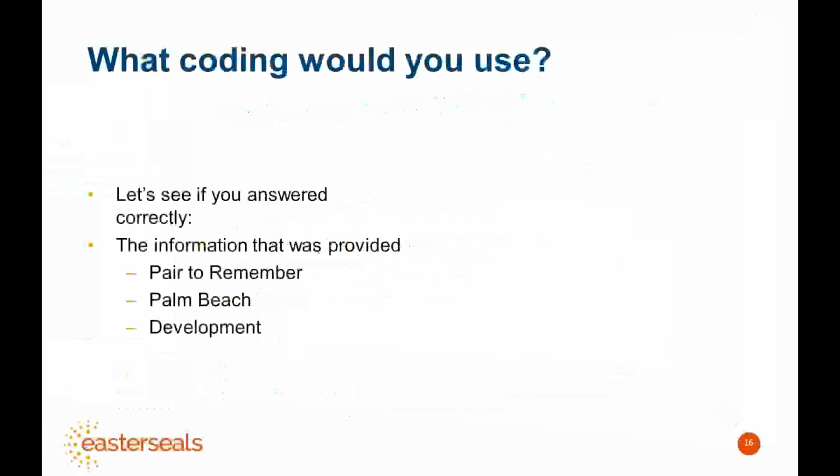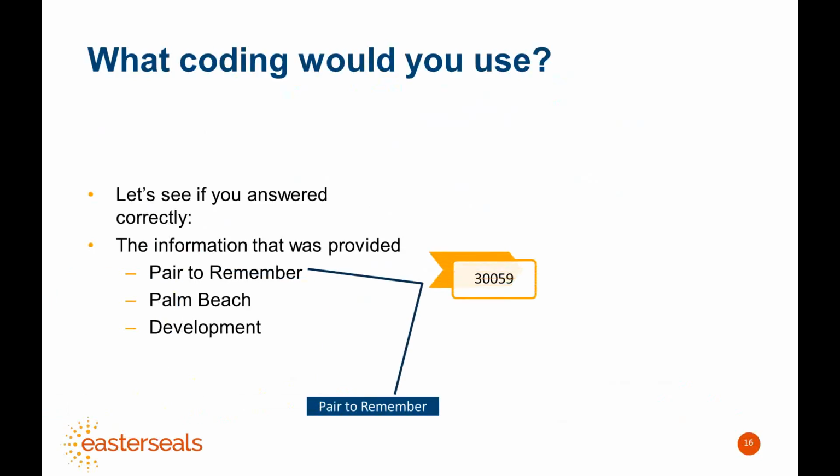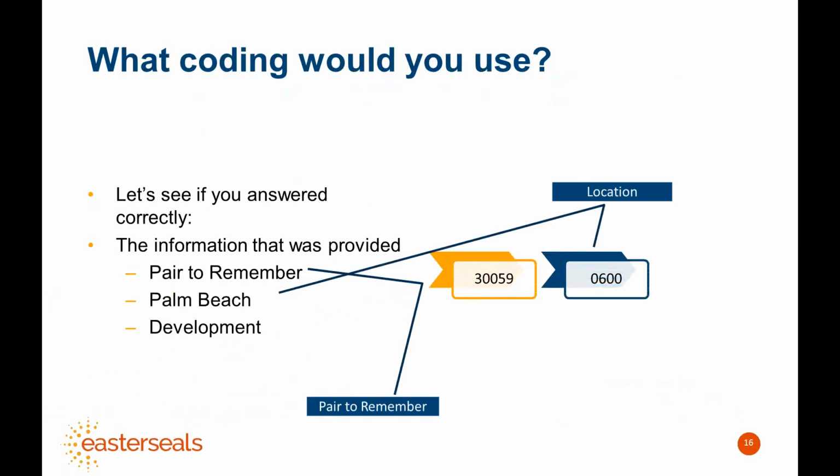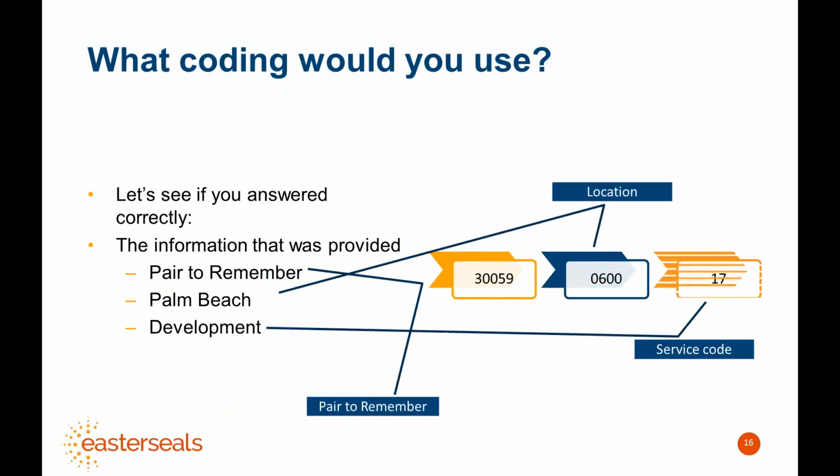Okay. So the information that was provided to you was that the donation was for a Pair to Remember event. The event was in West Palm Beach, and it was for the development team. So based on that information, the account that would be used would be 30059, which is Pair to Remember. The location would be 0600 because it's West Palm Beach, and the service code would be 17, which is always for development. So how did you do? If you came up with that answer, you are correct.